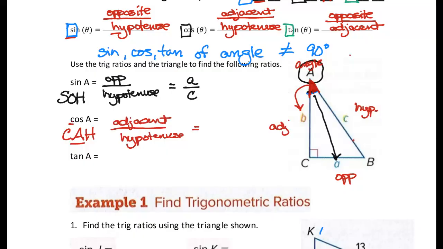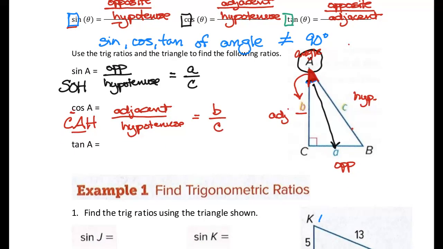You might think, well, what about C? That's also right next to it. But C is my hypotenuse always because it's across from the 90-degree angle. So the adjacent side here has a length of B divided by the hypotenuse, which is C. Okay?